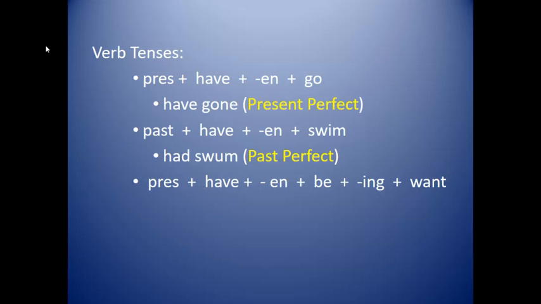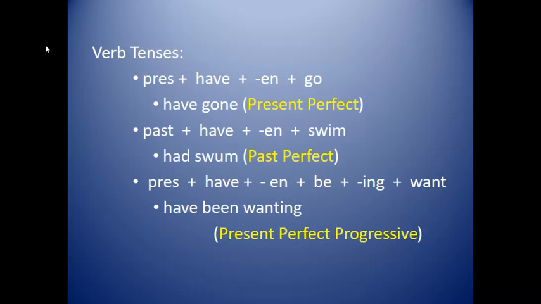Next is the present of have plus en plus be plus ing plus want, which should give us either have been wanting or has been wanting. We call this the present perfect progressive. It's progressive because of ing. It's present because of the word have and not had. And it's also perfect because of the word have.